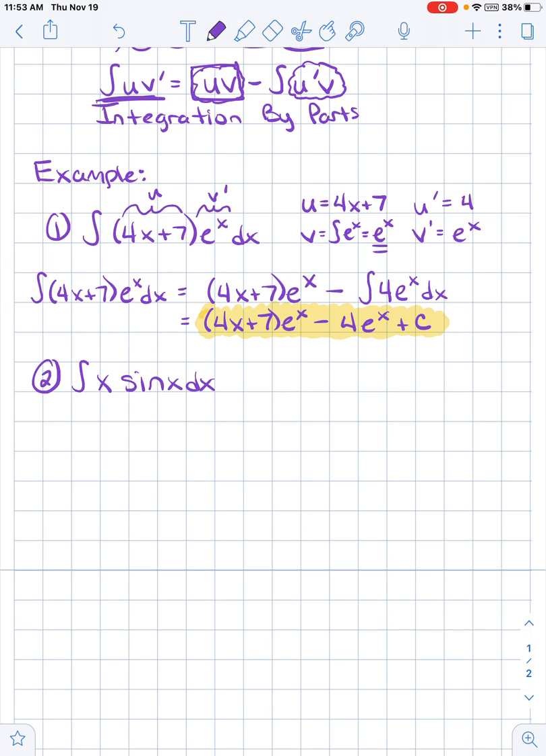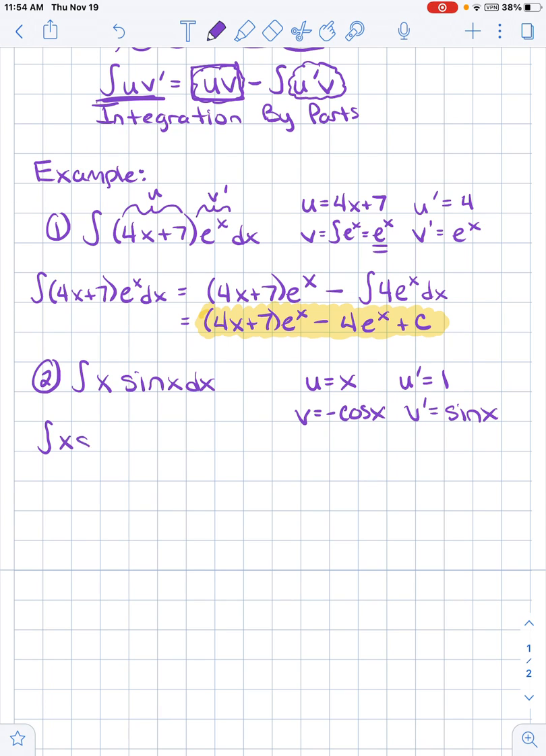Okay, welcome back. If I let u be the less complicated function, so if I let u equal x, and I'm going to let v prime be the more complicated function, so v prime will be the sine of x. Then I can write u prime as 1. I can write v as the antiderivative of sine x, so that'll be negative cosine x.